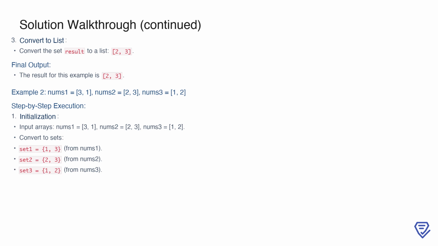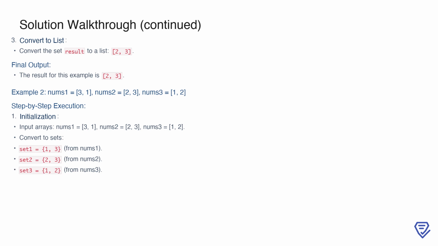Again, we start by converting these arrays into sets. From nums1, we create set 1 containing 1, 3. From nums2, we create set 2 containing 2, 3. Lastly, nums3 is converted into set 3 containing 1, 2. By converting these arrays to sets, we ensure that we eliminate duplicates and prepare for the next step of finding common elements.